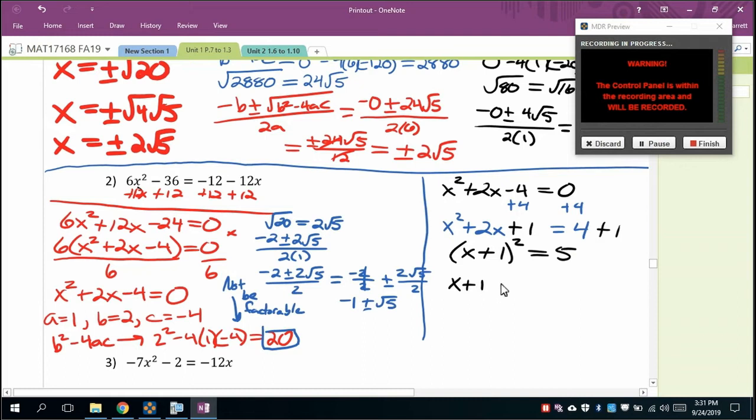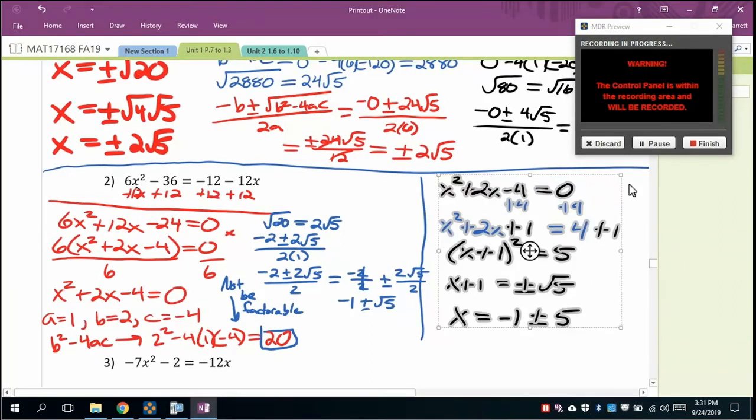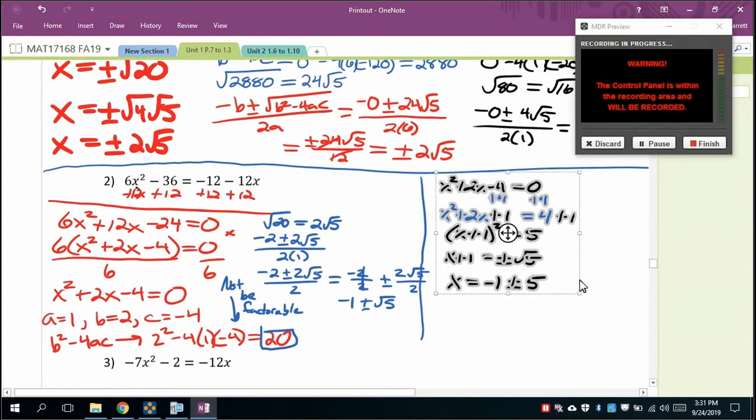By taking the square root, x plus 1 will equal plus or minus root 5. We can just move that 1 over. x will be negative 1 plus or minus root 5. Now, I said that this is not factorable over the integers. Like, you will not get any kind of solution that you can factor out of this.